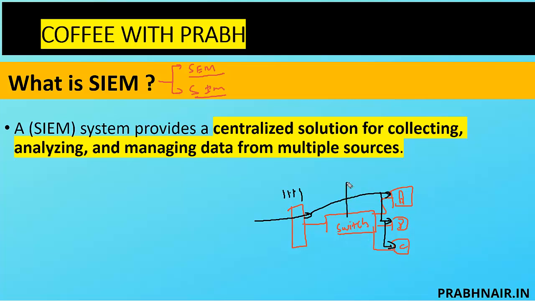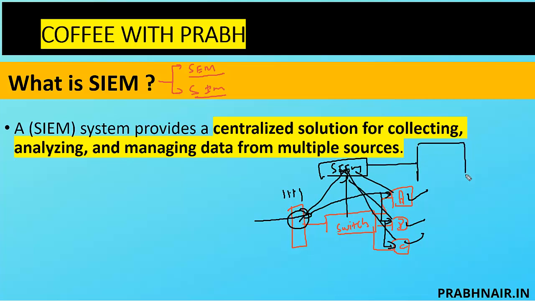So we will install the SIEM as a centralized monitoring tool. If any activity happens on the firewall, it sends the log to SIEM. Any activity that happens on system A, system B, system C, all those logs go to the SIEM. So we have a centralized tool which collects the data from all the sources.